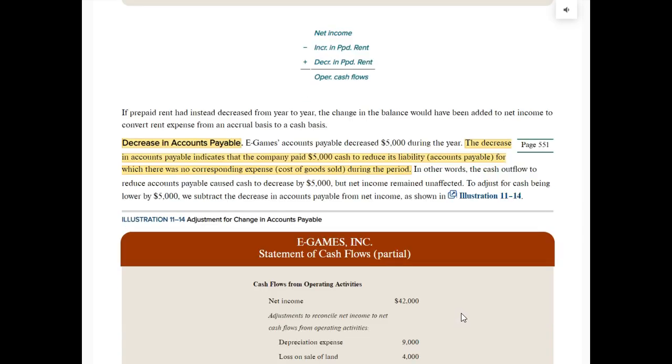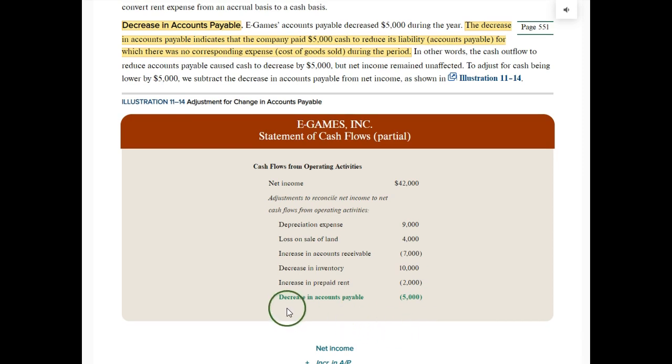Now we go to current liabilities, and the rule is just opposite. Here's where it gets confusing. The rule is opposite. So if we have a decrease in accounts payable, we subtract the decrease. Now notice in the non-cash current assets, if they decrease, we add them. But if we have a decrease from last year to this year in accounts payable, that means we paid out cash. And so we put the negative here. This is cash flow that went out the door, negative $5,000.